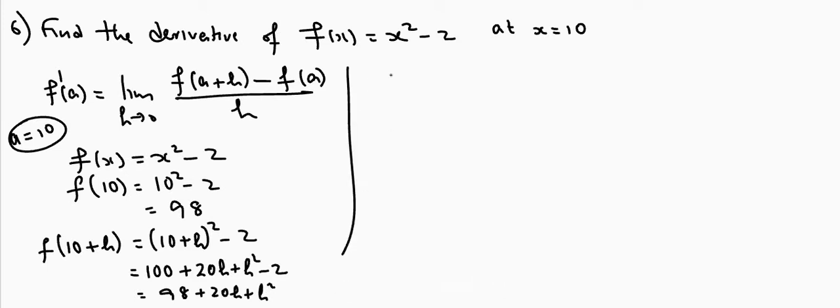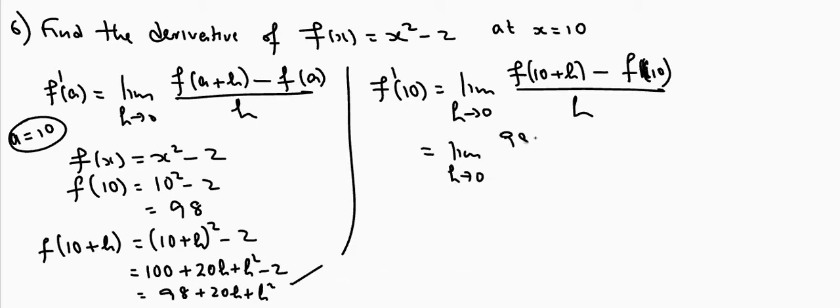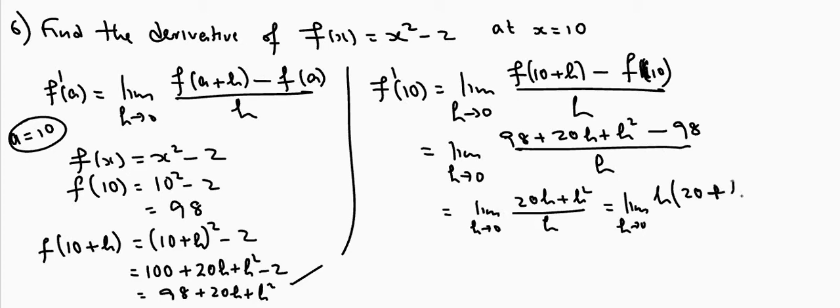Next, substitute into the formula, that is, we have to find f dash at 10. f dash of 10 is equal to limit h tends to 0 of f of 10 plus h minus f of 10 divided by h, that is equal to limit h tends to 0 of 98 plus 20h plus h square minus 98 divided by h. The 98 cancels, then limit h tends to 0 of 20h plus h square divided by h, which is equal to limit h tends to 0, taking h outside, we get h times 20 plus h divided by h, h gets cancelled. Last, applying the limit h tends to 0, we get 20 plus 0 equal to 20. That is the derivative of f of x at a point.